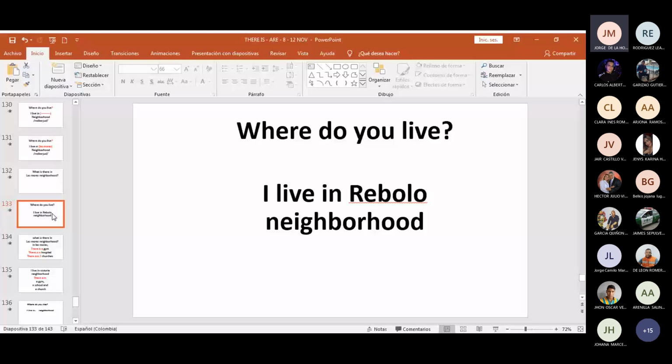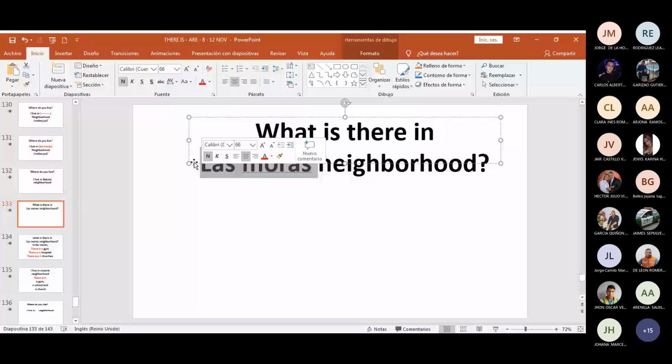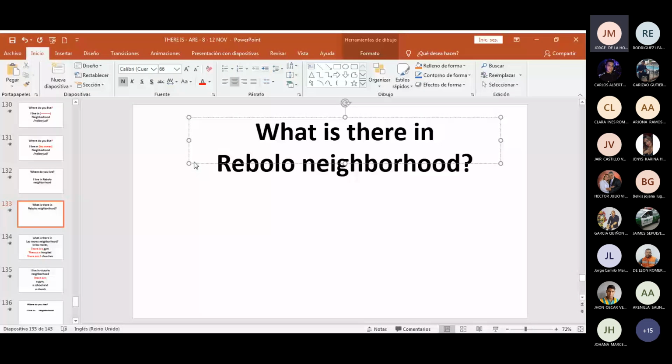There is one park. There is one playground. There is one police station. There are two schools. There are three mini markets in the neighborhood. Grocery stores. There are three grocery stores.